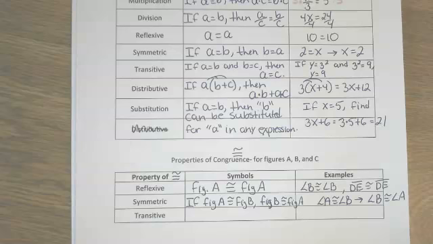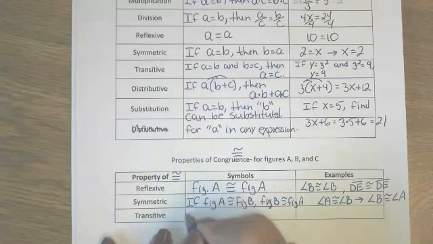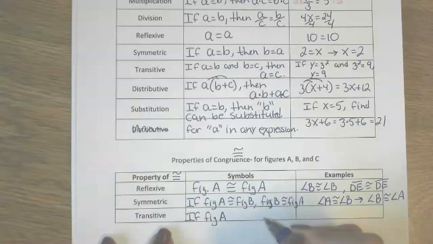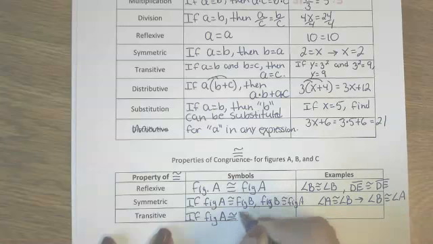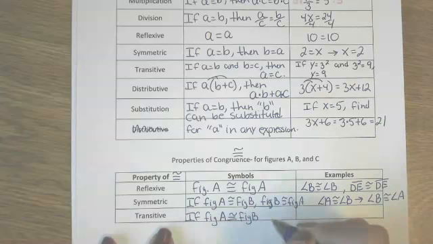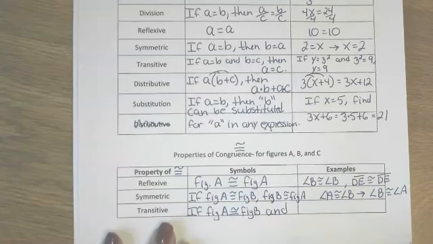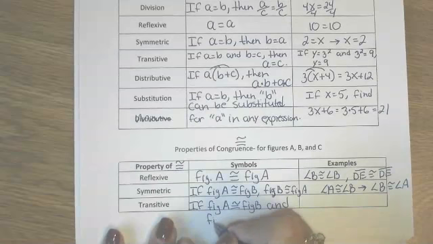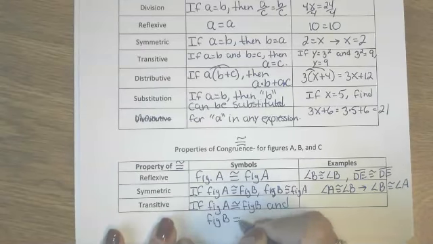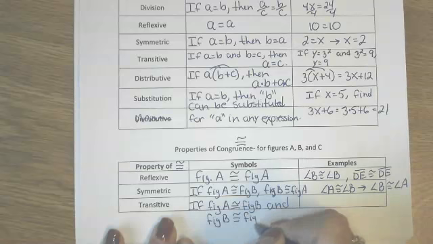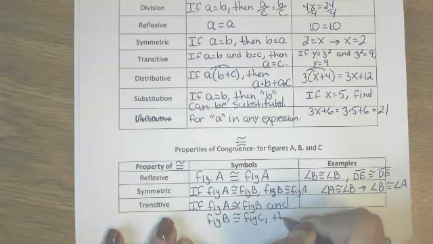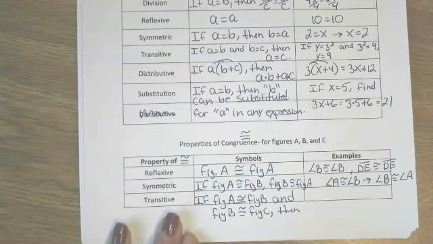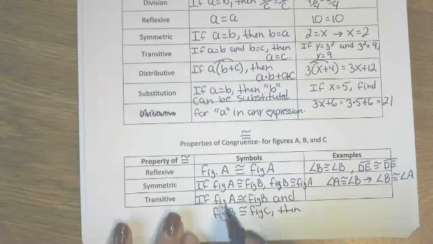And then our last property is that transitive property where we kind of chain link things. So if figure A is congruent to figure B, and figure B is congruent to figure C, then if you logically link them together, which two are congruent? A to C.